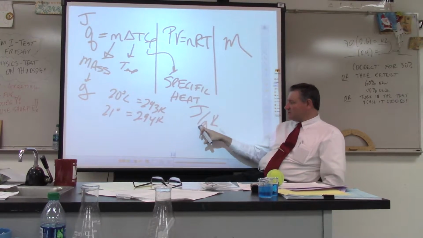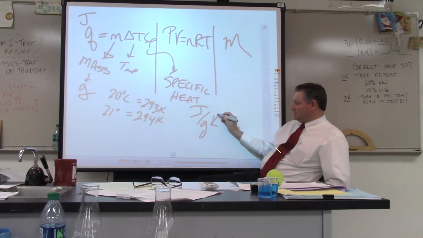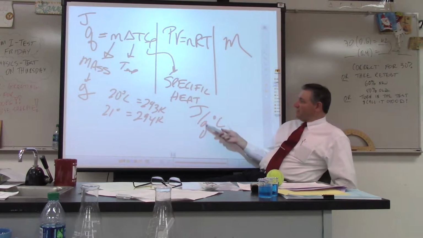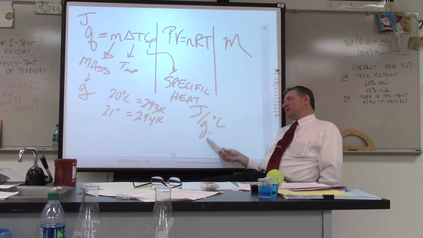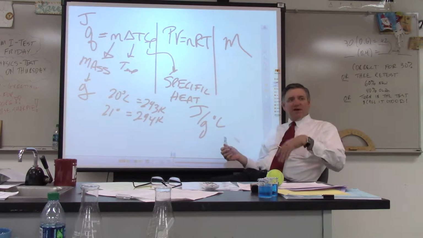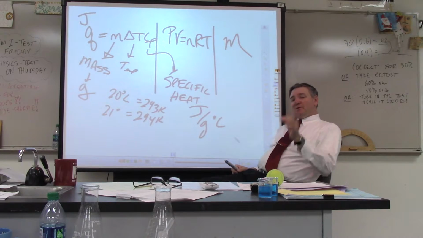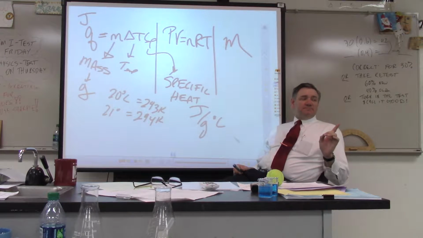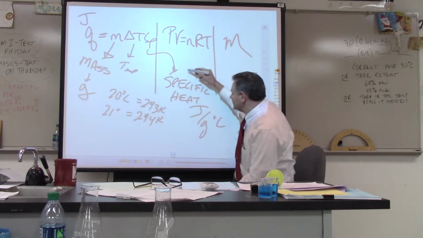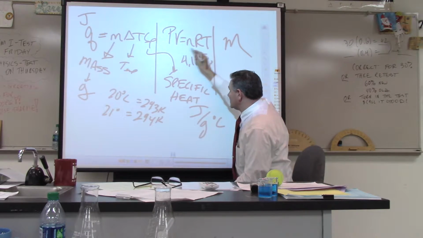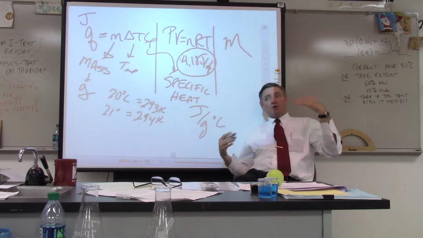Because if I have joules per gram degrees Celsius, and that's what I'll have it as on the test, and degrees Celsius, then when I multiply it together, the grams cancel out, the Celsius cancels out, and you're left with joules. Okay. Anybody happen to remember the specific heat of water? 4.18. Beautiful. 4.18 joules per gram degrees Celsius, which is comparatively a large value.